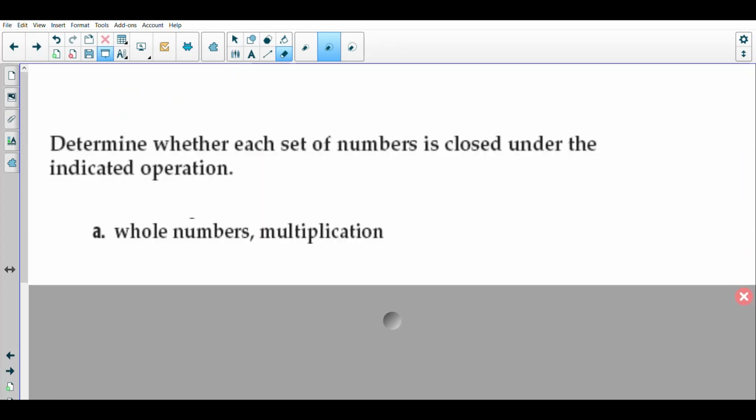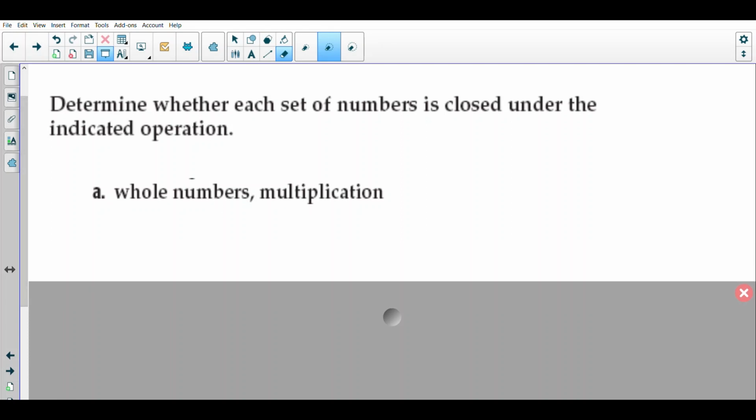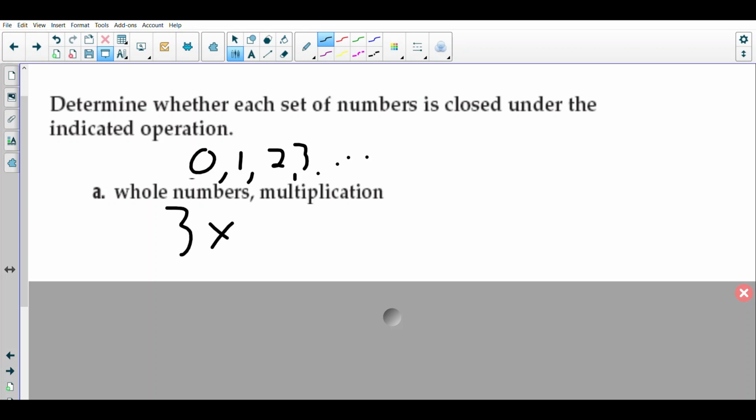Okay, so whole numbers under multiplication. So any whole numbers, remember, whole numbers are 0, 1, 2, 3, and so on. If I take any two whole numbers and multiply them together, will I stay within the whole number set, or will I get a negative number? Will I get a fraction or whatever? And if you think about it, I can pick any two numbers. For example, 3 times 0. I get 0. That's a whole number. And you can try it with any whole number. You will get a whole number. So if that's the case, that means it is closed.